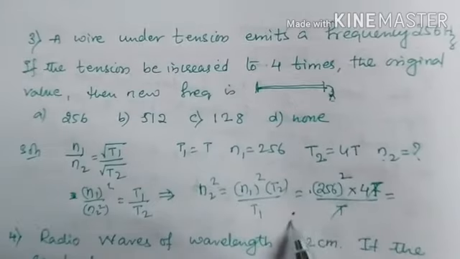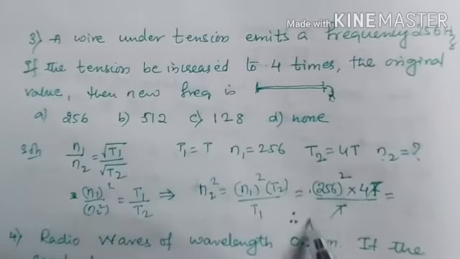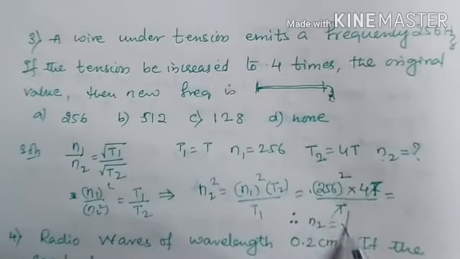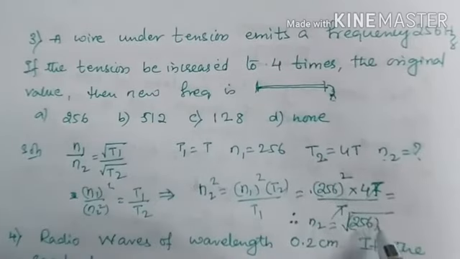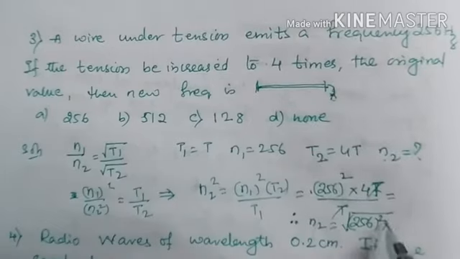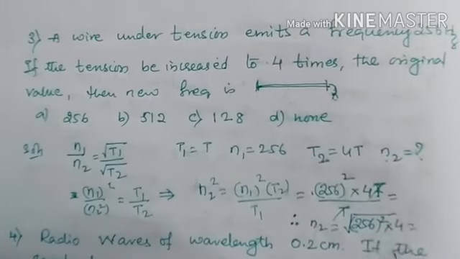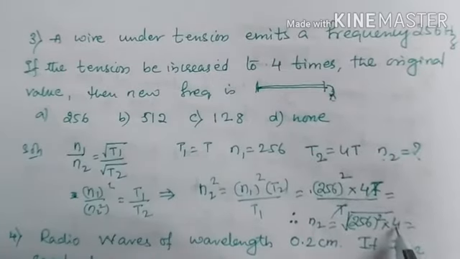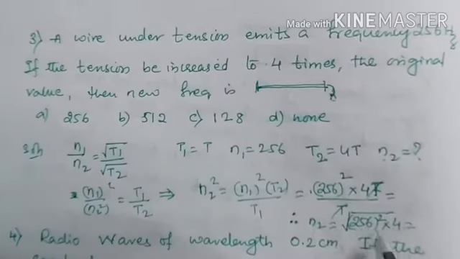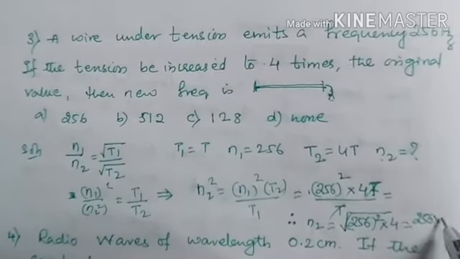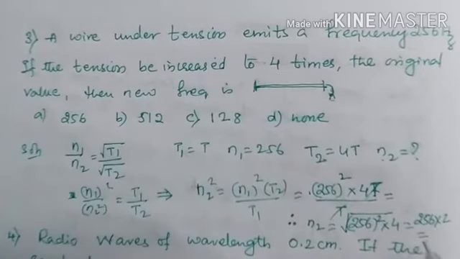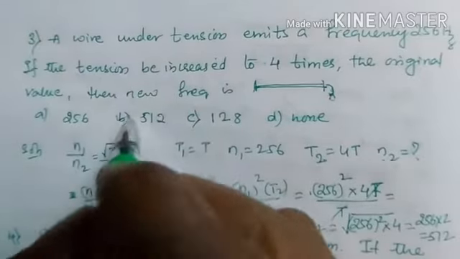directly we can do like this. N2 square means take the square root of this. N2 is equal to square root of 256 square into 4. Into 4 means it is a 2 square. The square root gets cancelled. So 256 into 2 will be the answer. That becomes 512. So our answer will be 512.